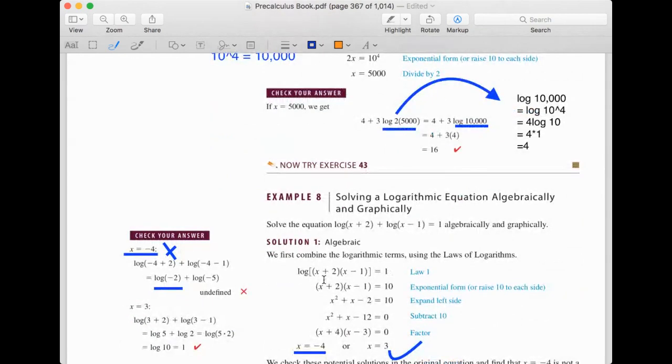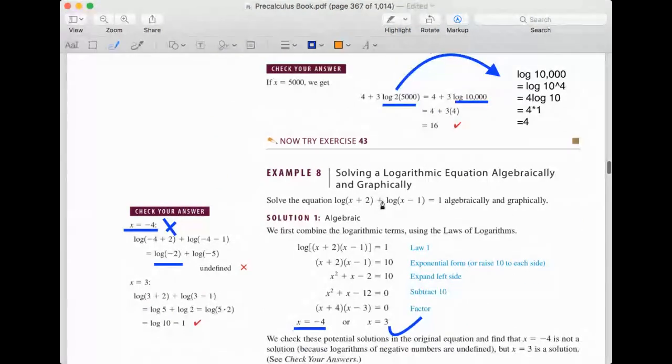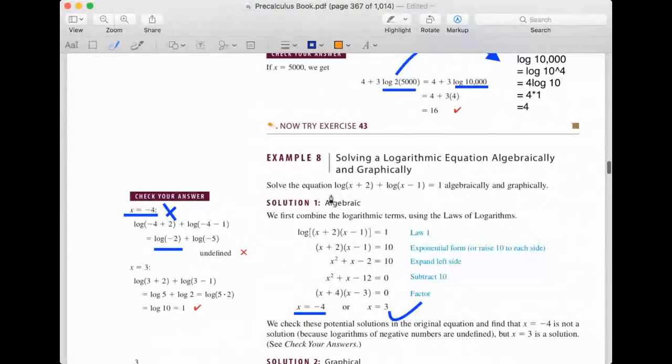Okay, let's see example 8. On the left-hand side we have 2 logs. We have addition of 2 logs. We want to use the log rule. Addition of 2 logs, we can write as 1 log. Because it's addition, we can multiply the values. We multiply x plus 2 with x minus 1 equals 1. When we rewrite it, we do not change the value on the right-hand side. The right-hand side is 1. It stays 1.